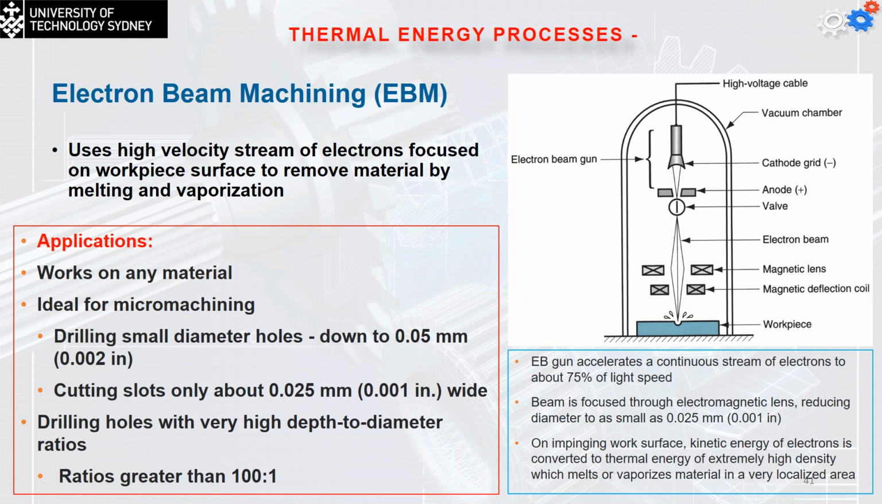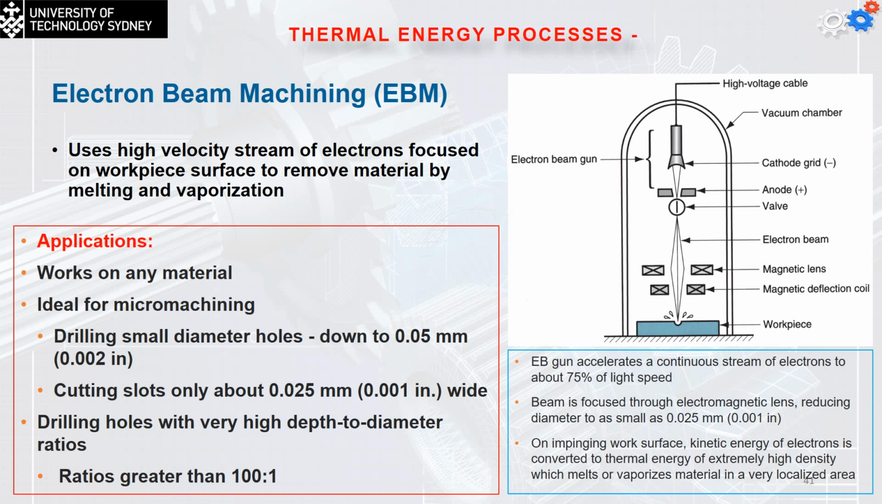The other type is what we call electron beam machining, or the EBM. Now, the same principle, using a high velocity stream of electrons, focused on the workpiece surface to remove the metal by the melting or vaporization of the metal. The application for that is work on any material, ideal for micro machining processes. For example, the drilling of small diameter holes down to 0.05 millimeters.